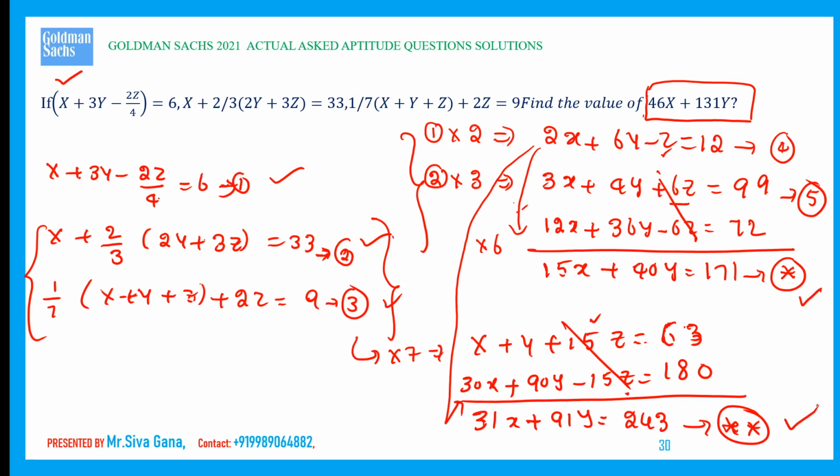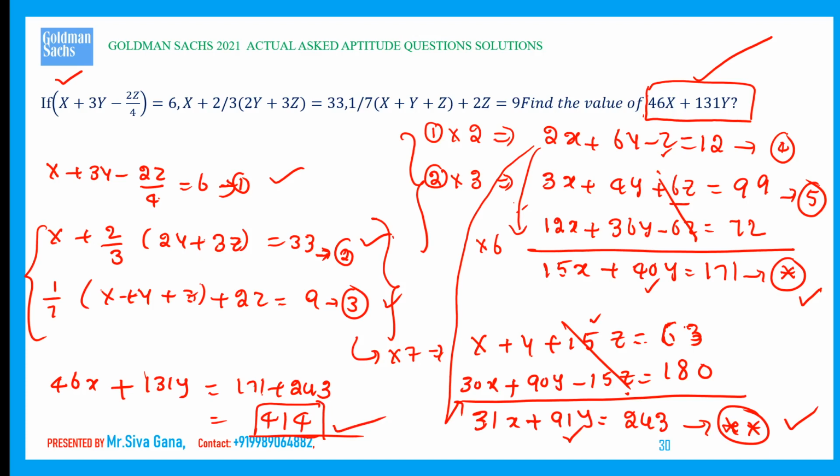Equation star and equation star star. If we add 31x plus 15x, that is 46x plus 91y plus 40y, which is 131y. So straight away we got 171 plus 243. 171 plus 243, this is 4, 7 plus 4, 11, 1, 2, 4, 1, 4. That's how straight away we got this one.